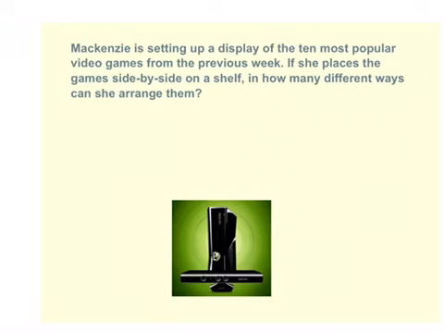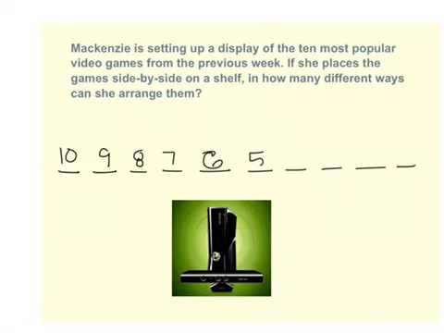So let's look at an example here. We have Mackenzie setting up a display of our 10 most popular video games from the previous week. If she places the games side by side on a shelf, how many different ways can she arrange them? So we want to think about our 4 stools up on stage from our last example. This time we have 10 different slots on our shelf that we need to fill. So I have 1, 2, 3, 4, 5, 6, 7, 8, 9, 10. How many options do I have for the first one? Well, I have 10 popular video games, so I have 10 options for the first one. Once I put one down, I only have 9 for the second one, 8 for the third, 7, 6, 5, 4, 3, 2, 1.